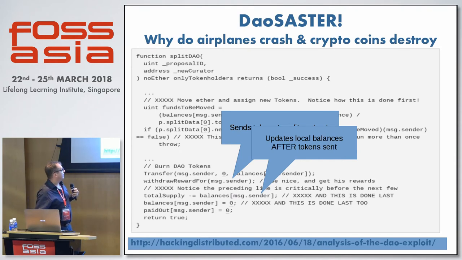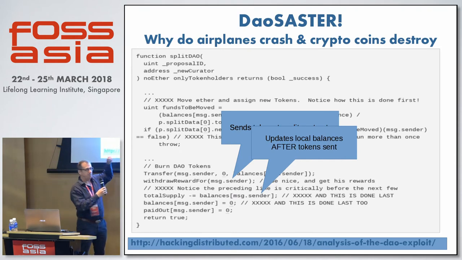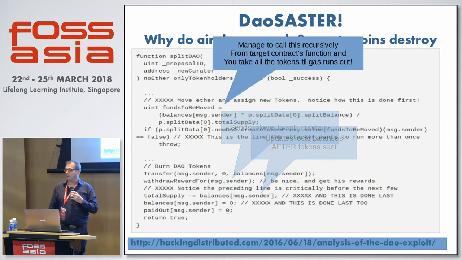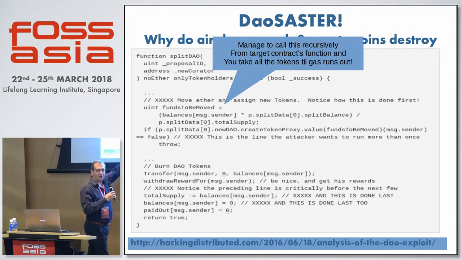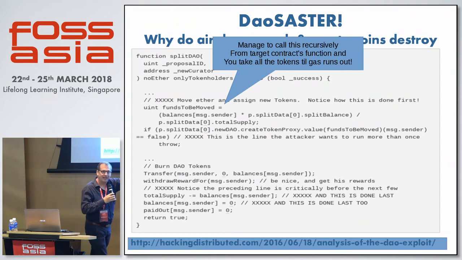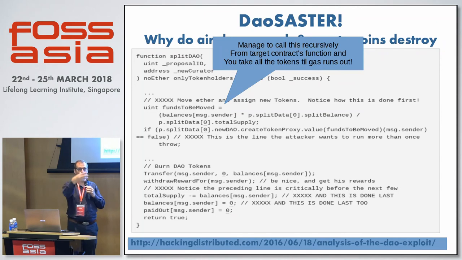And updates your ledger and all that kind of stuff. Except the problem is that this withdrawal reward for makes a function call to the guy's contract, and taking advantage of some of the nasty behavior of Solidity, which is an awful language for writing contracts that need to be secure, it allowed them to recursively call the function. And so instead of continuing down and updating the balances, it jumps back up to here. And then comes back down to the part where it sends the guy money, and jumps back up to there, and comes back down to the part where it sends the guy money, until it runs out of gas and the contract can't execute anymore. And so that's how all the money got taken away.